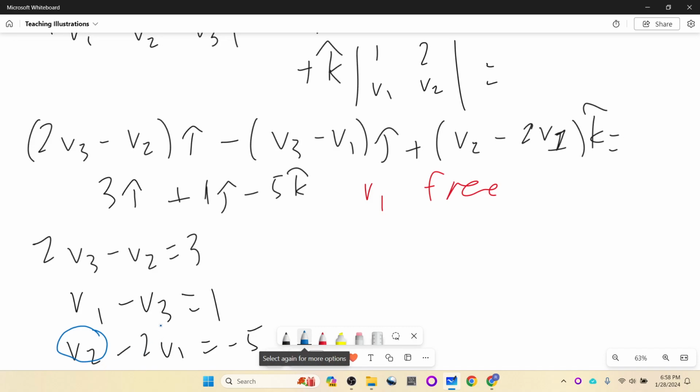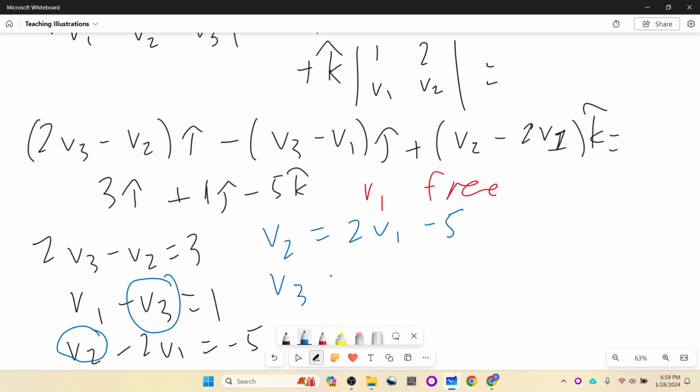Well, we look at this bottom equation. V2 is 2V1 minus 5. And V3, if we solve it, V3 is V1 minus 1. Well, that's a vector then. V1 can be anything. 2V1 minus 5 is the y, and V1 minus 1 is the z.